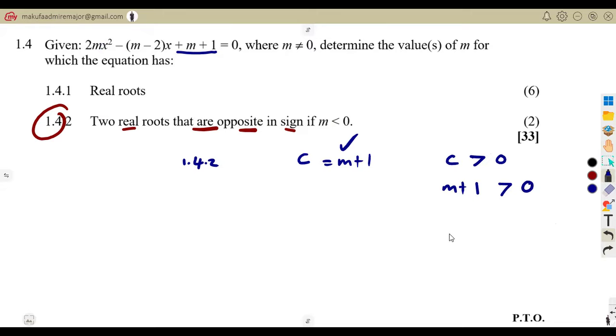So m plus 1 is greater than 0. This is our constant. So what is the value of m? Take the 1 to the other side, it becomes a minus. So m is greater than minus 1. But remember, we are told that m is less than 0, so therefore we must have a solution where m is bigger than minus 1. It is greater than minus 1. But the same m that we are talking about is supposed to be less than what? It's supposed to be less than 0, as an instruction that we are given.